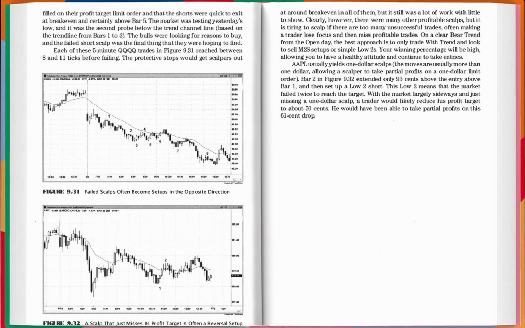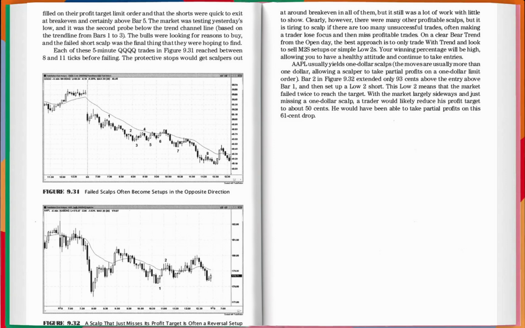On a clear bear trend from the open day, the best approach is to only trade with the trend and look to sell M2S setups or simple low 2s. Your winning percentage will be high, allowing you to have a healthy attitude and continue to take entries. AAPL usually yields $1 scalps. The moves are usually more than $1, allowing a scalper to take partial profits on a $1 limit order.